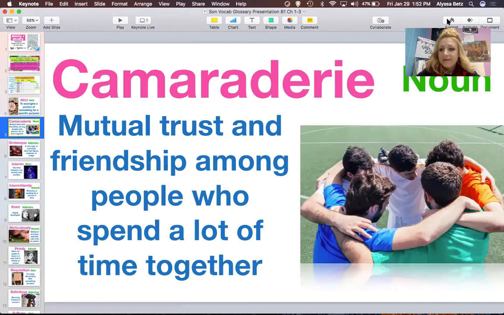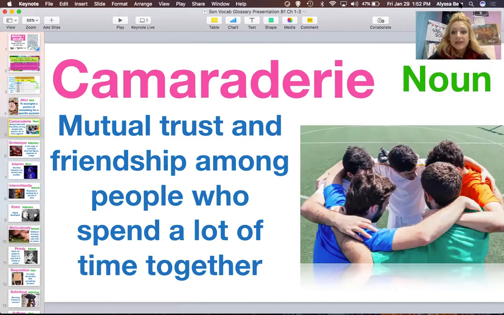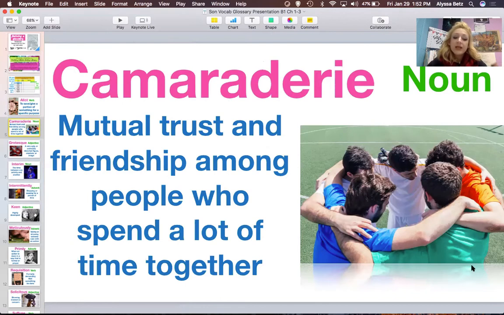Okay, next up we have camaraderie. Camaraderie is a noun. It is mutual trust and friendship among people who spend a lot of time together. If you're on a sport team and everyone gets along very well and you trust each other, then you would say you have camaraderie with your teammates. Again, you're filling these out in your graphic organizer.